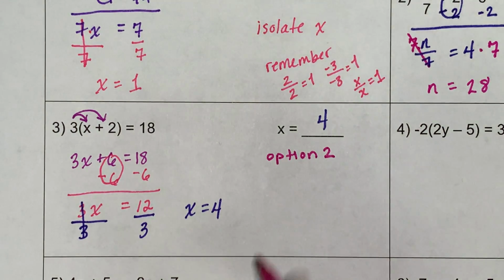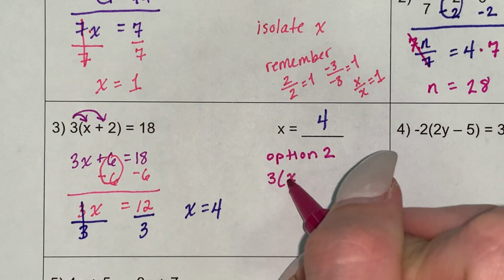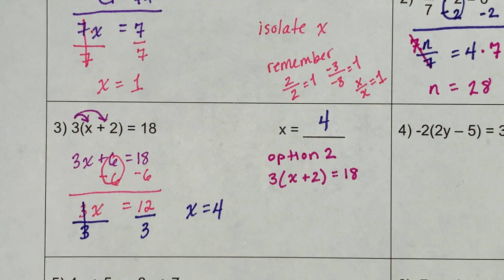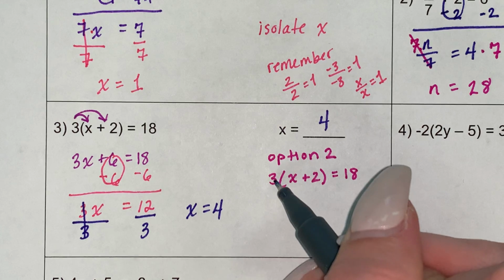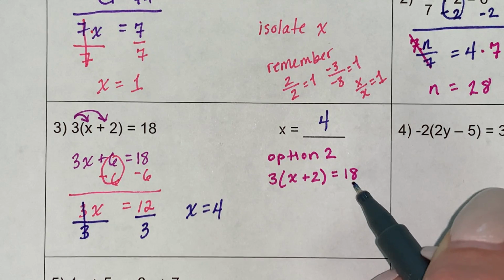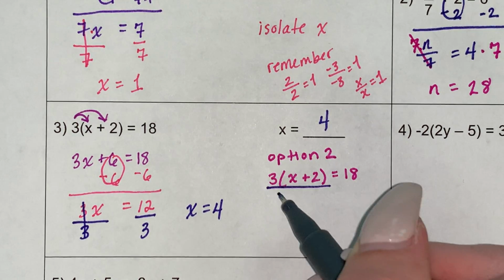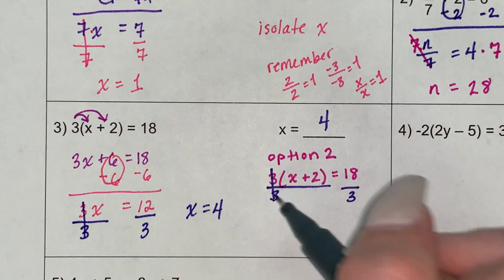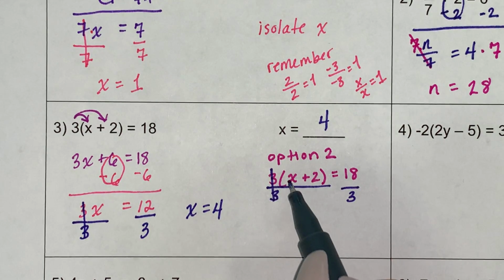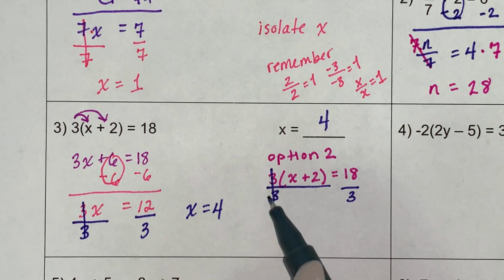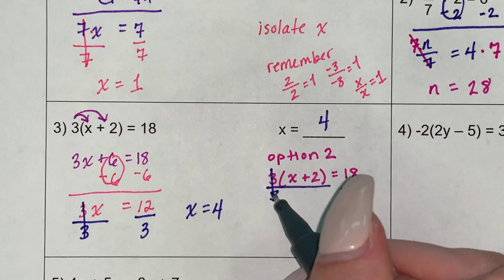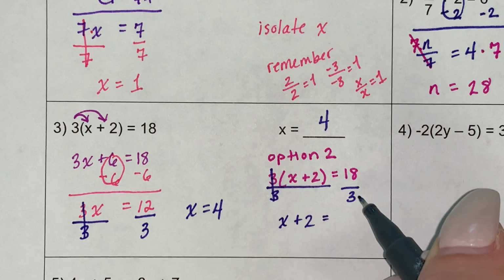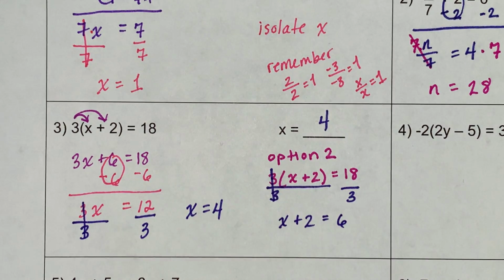So option 2 for solving it, instead of starting out with that distributive property, you actually could have started out by getting this 3 to divide to the other side. So I could have actually divided it out by 3 on both sides. That would cancel this to a 1, and now I don't need these parentheses anymore because there's just a 1 on the outside. And I don't even need to write the 1, so I could just write x plus 2 equals 18 divided by 3, which is 6.